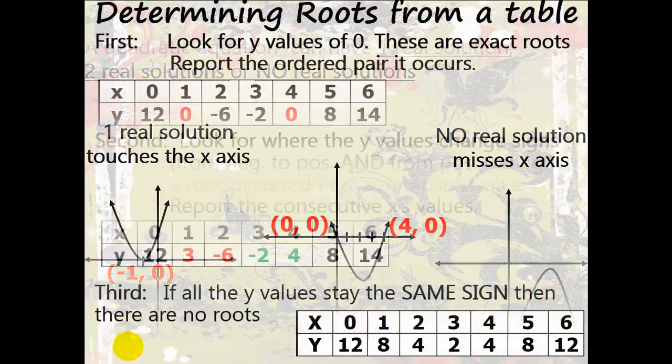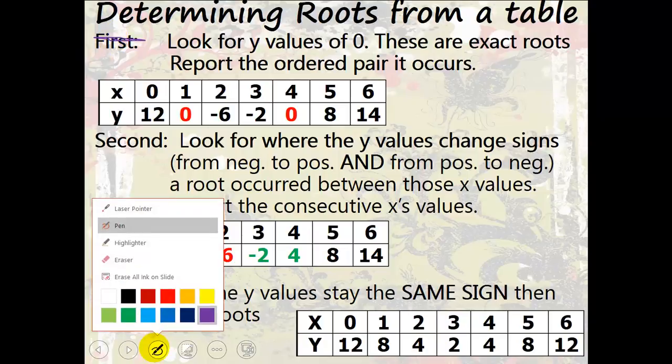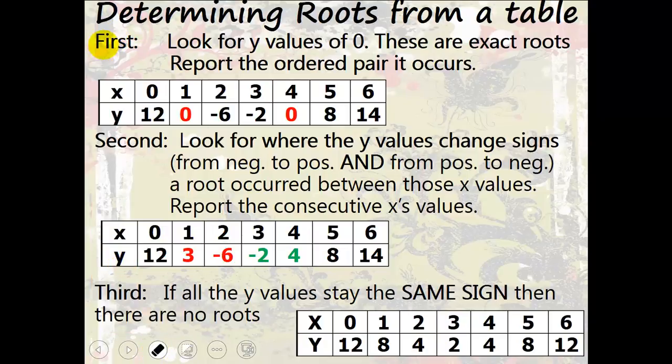We can also determine roots from a table. So the easiest thing to do is first look for where you have a y value that is equal to 0. So notice I have that here and here. When you have that, and you won't always, you have exact roots. They are at 1, 0, and 4, 0. These are exact roots.